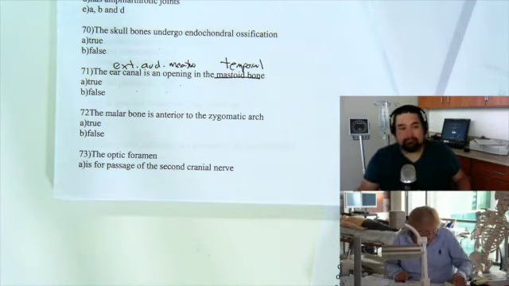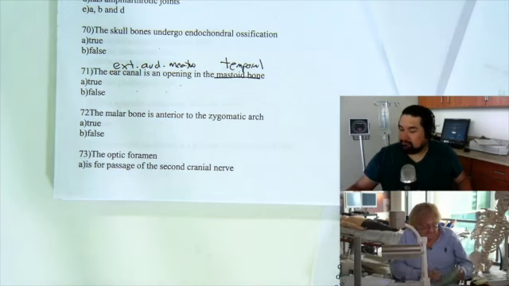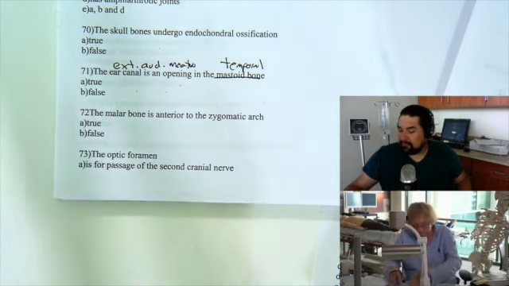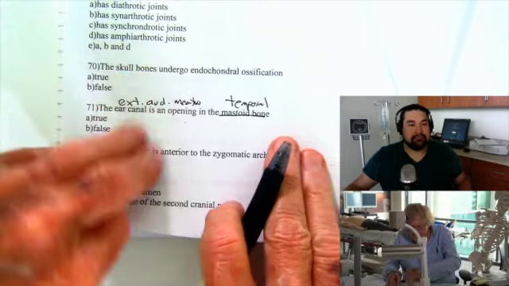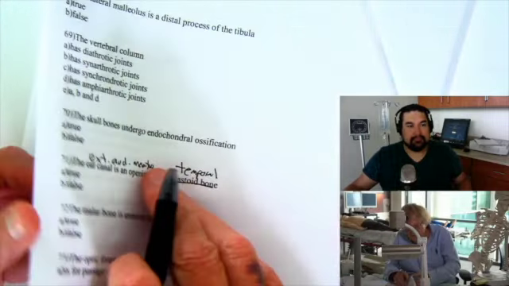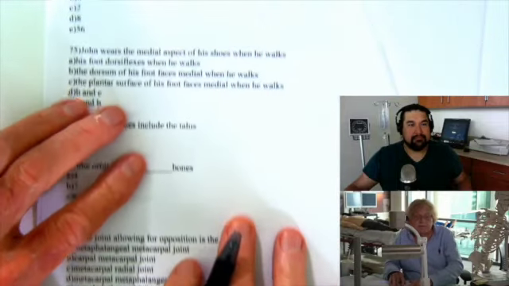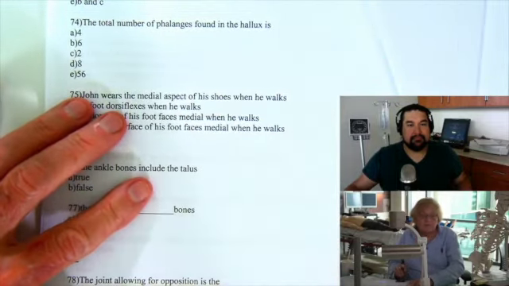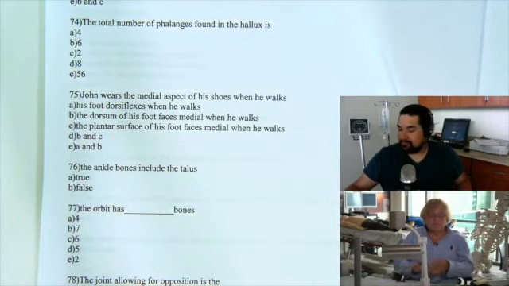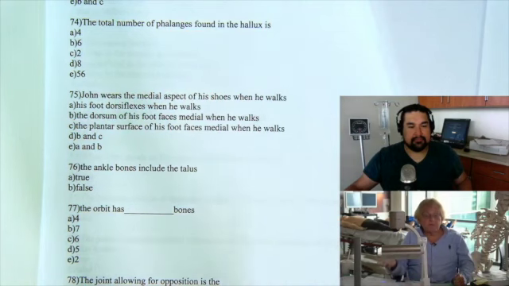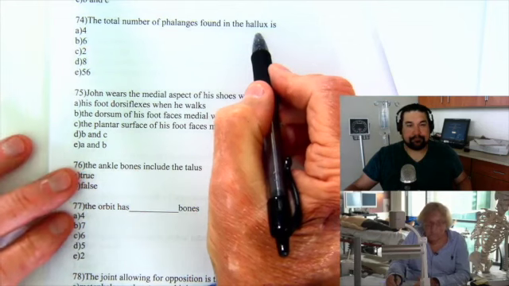How about we also take a look at any other ones that are kind of interesting here. Let's take a look at 74. That's a good question, because it's all to do with reading the question, reading the answer. So the question here says the total number of phalanges. Remember, phalanges are the bones that make up my fingers, and of course my toes. Well, remember the hallux is another name for the big toe or the great toe.